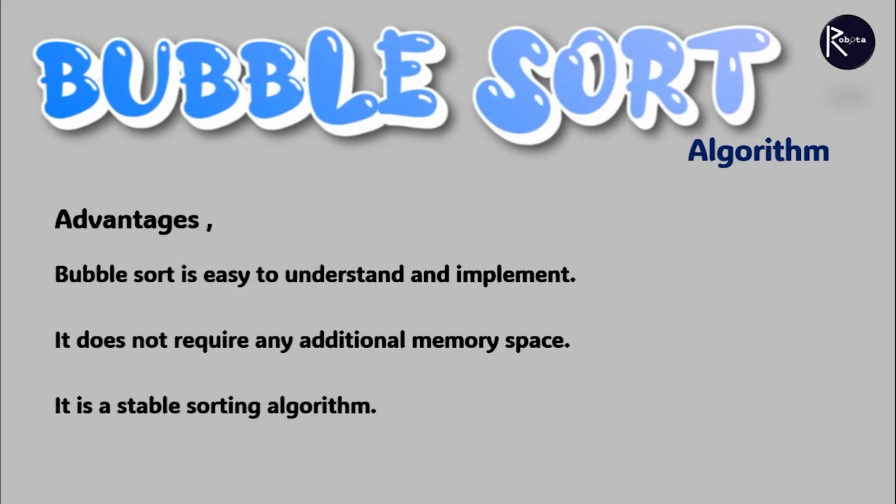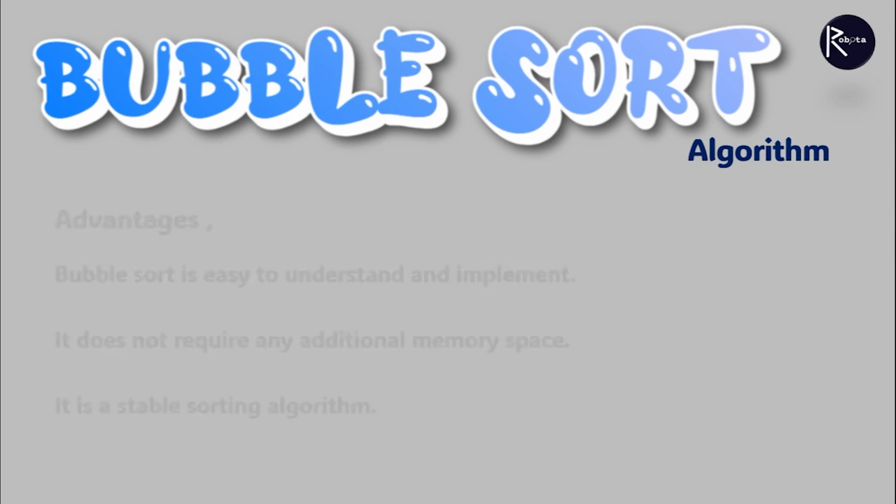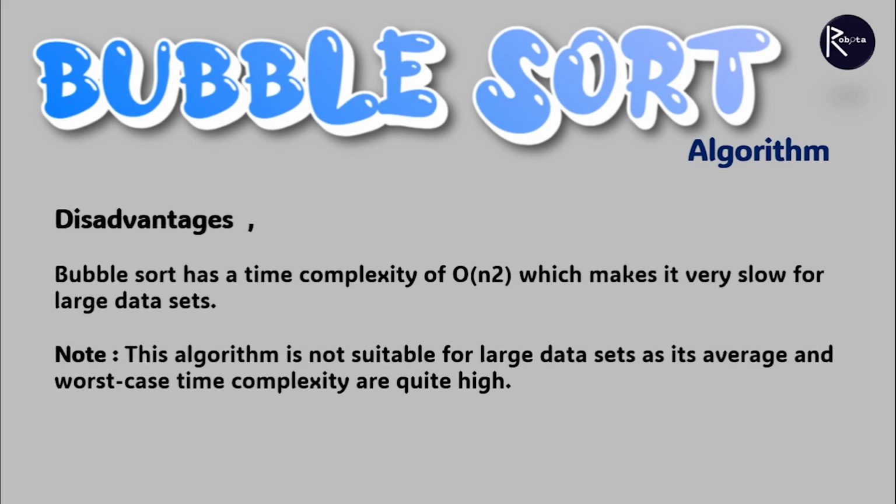And let's talk about the advantages of this bubble sort. It's very easy to understand and implement, does not require any additional memory space, and it's a stable sorting algorithm. As disadvantages, bubble sort has a time complexity of O(n^2), which makes it very slow for large datasets. And the algorithm is not suitable for large datasets as its average and worst case time complexity are quite high.